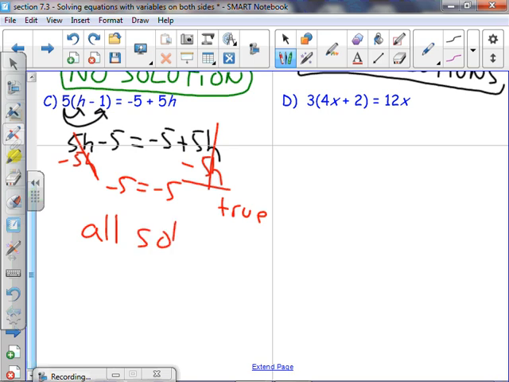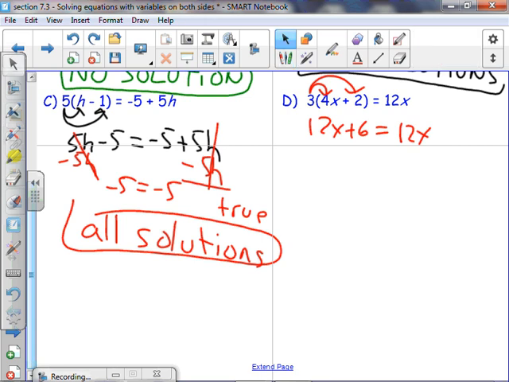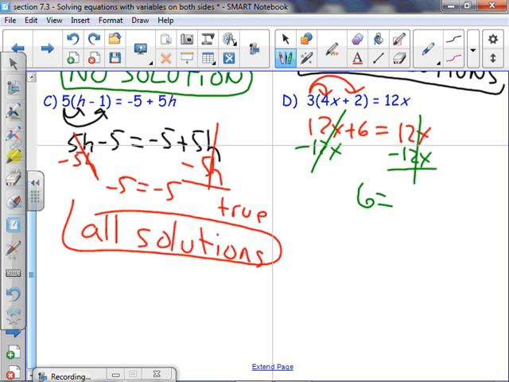Okay? And finally, letter D, distributive property again, 3 times 4x, 3 times 2, I get 12x plus 6 equals 12x, and I am going to do the same thing. I got to get rid of this 12x from one side, get rid of the 12x from the other. They both give me 0, and I'm left with 6 equals, well, nothing. So we write 6 equals 0. Clearly false. So there is no solution that would make this true.